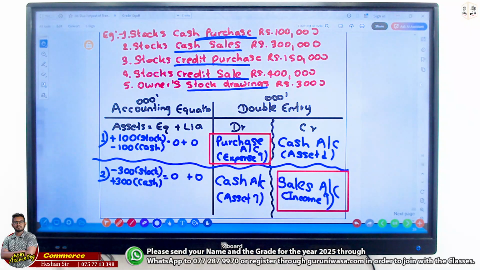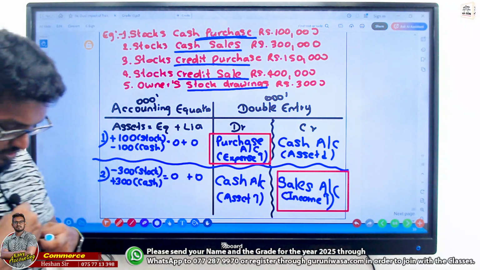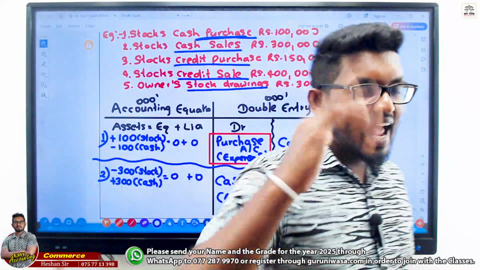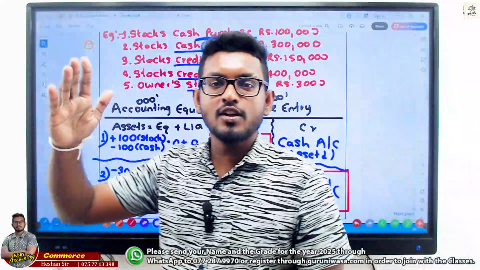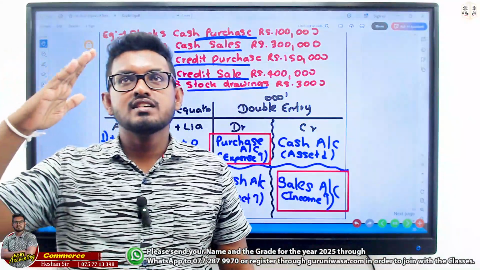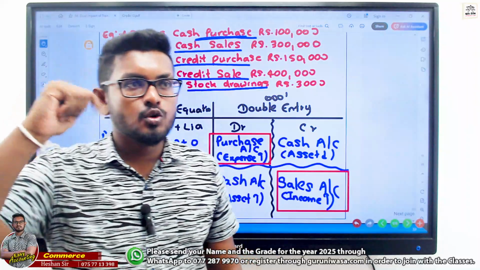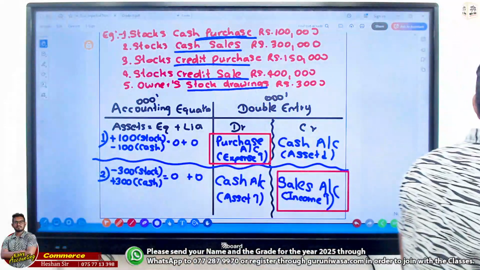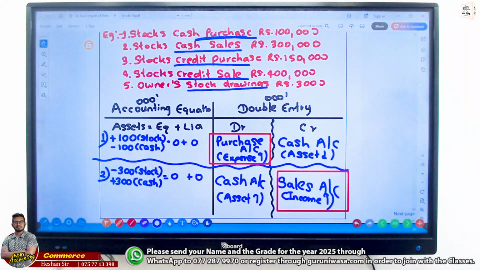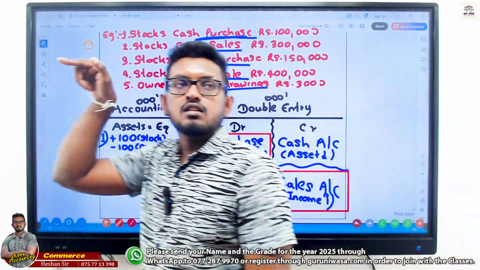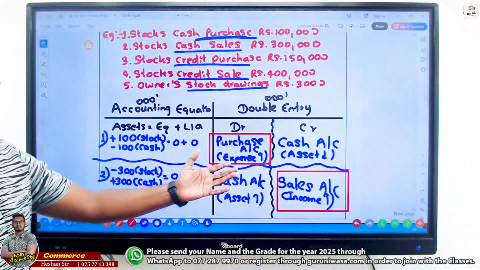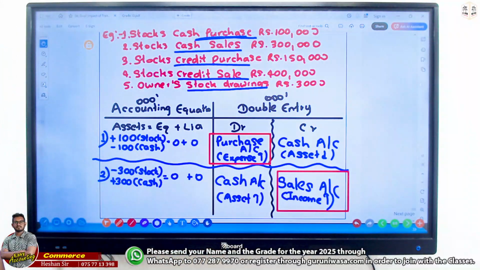I'm going to point and ask you the double entries. If I ask you the double entry for cash purchase of goods, quickly you need to tell me. If it is purchase, the debit entry is the purchase. Can you remember, guys? So purchase account, debit. If it is a cash purchase, what is the credit entry? Cash account.